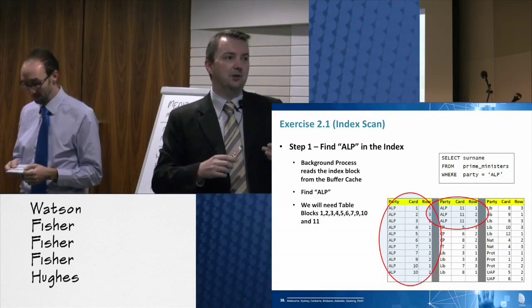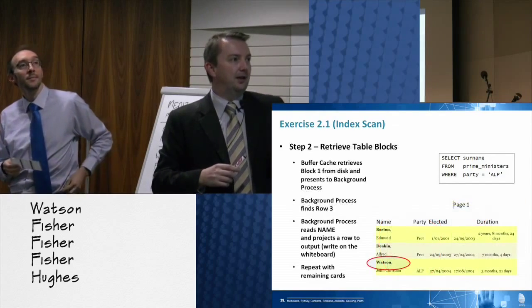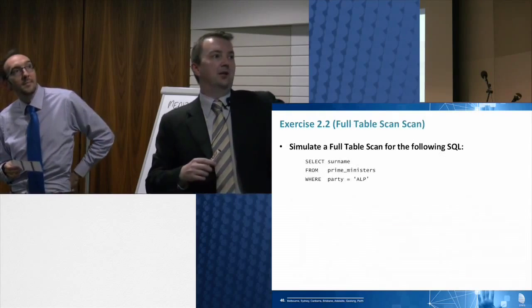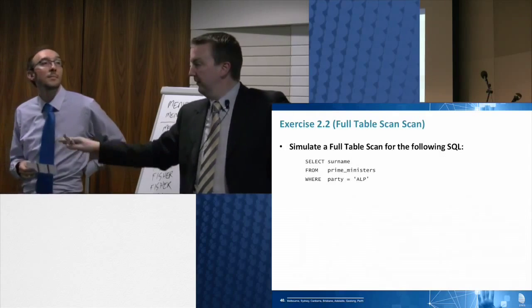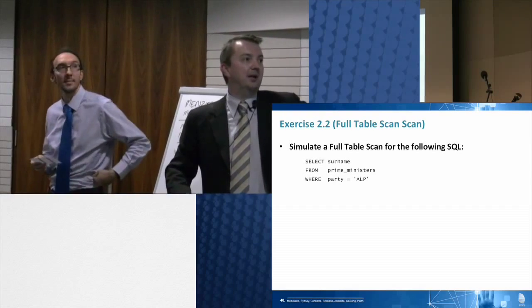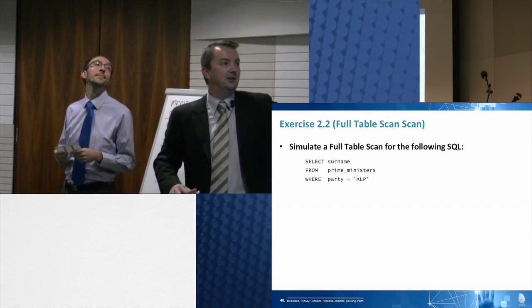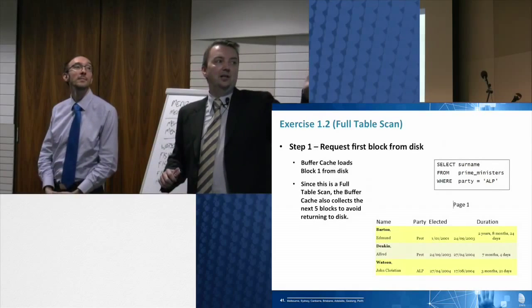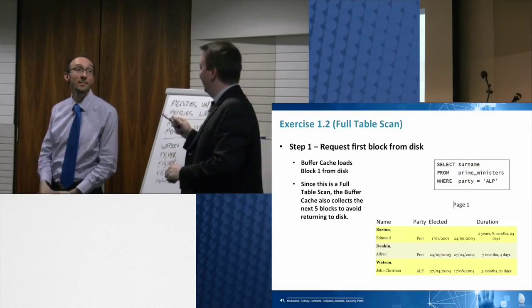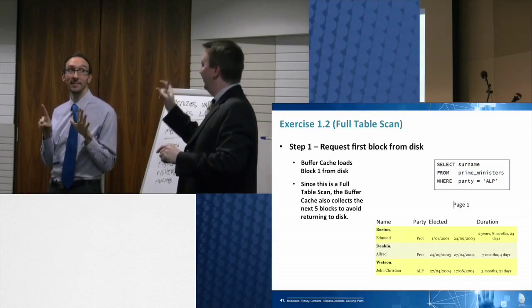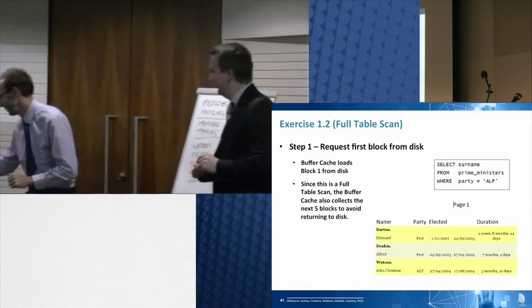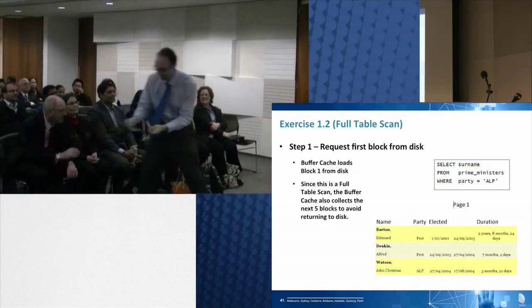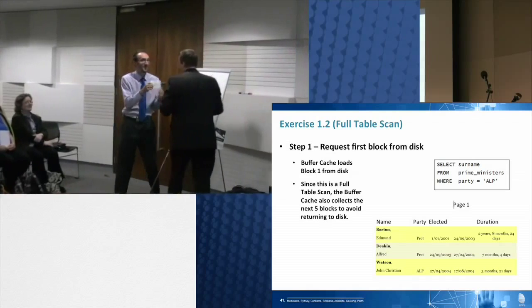Okay, Murray, could you progress to the next slide, please? All right, so now we're going to simulate a full table scan. Everyone's got their cards back. Next slide, please. Okay, so buffer cache, I'm going to need block 1, but this time we're doing a full table scan. So DB file multi-block read count of 6, please. All right, the buffer cache has gone to disk once. Show them in order, please.